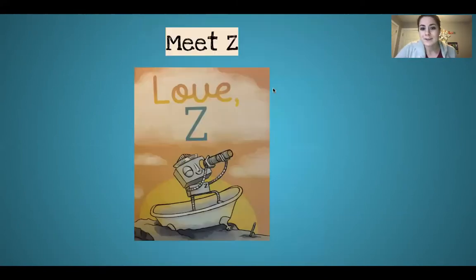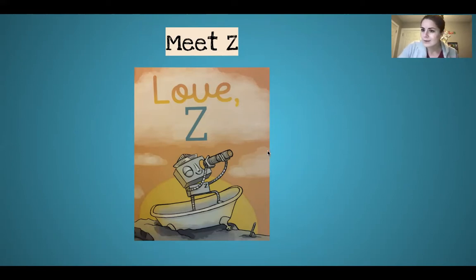Now, today we're going to learn about this little fellow named Z. Okay, the book is just called Love Z, almost like you're ending a letter. But this little robot, his name is Z, and you can see he's got a little Z on his chest right there. So, what do we know about his traits, right? What do we know about him?